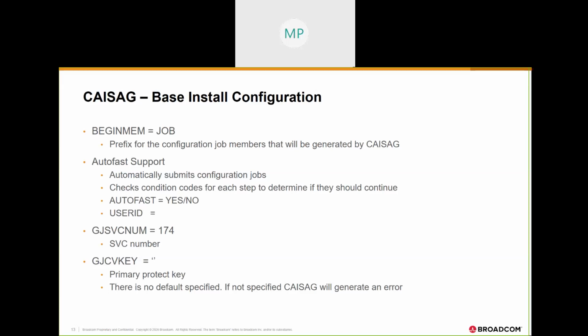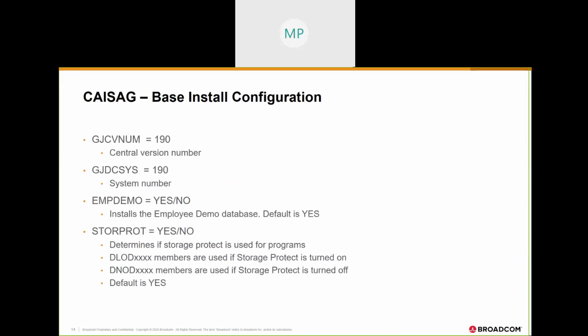Next is the GJ SVC number, and that's your SVC number. Next, the GJ CV key, that's the primary protect key. There's no default specified in the varb list, and if you do not specify a value, CAISAG will generate an error. The GJ CVNum is the central version number, and by default that's set to 190. GJ DCSys is your sysgen system number, and again by default that is set to 190.